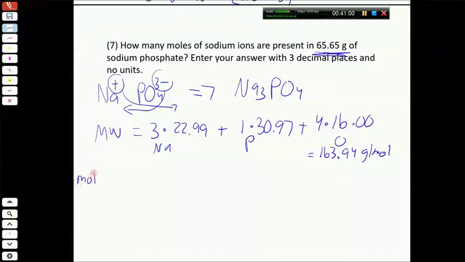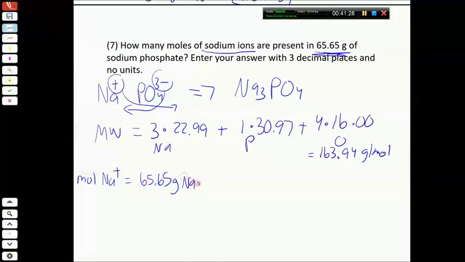So what we're looking for, and again, whenever you're doing conversion problems like this or other stoichiometry problems that we'll get to a little bit later, you want to look at what the question is asking for. So we're looking for moles of sodium ions, which is Na+, and we don't want to stop doing conversions until we've converted our units correctly into that. So it's important to write your units out, and it's important to think about what it is that the problem is asking you for. So our starting amount is 65.65 grams of sodium phosphate.